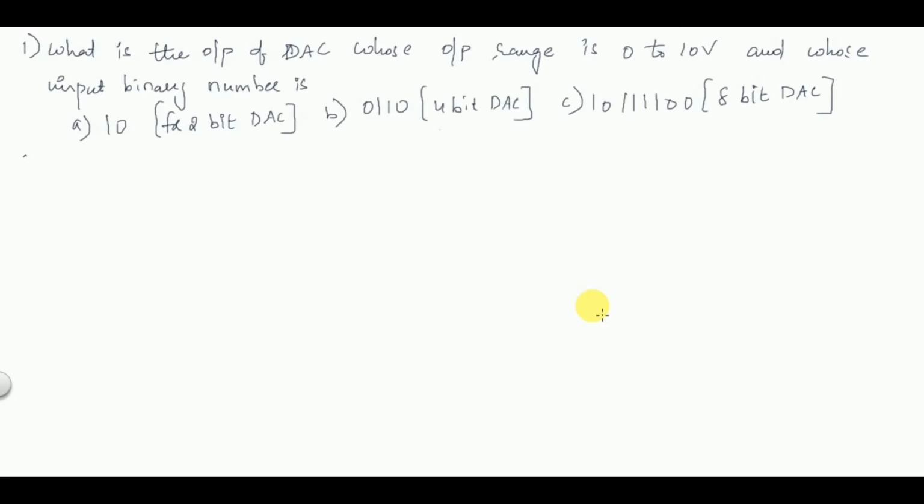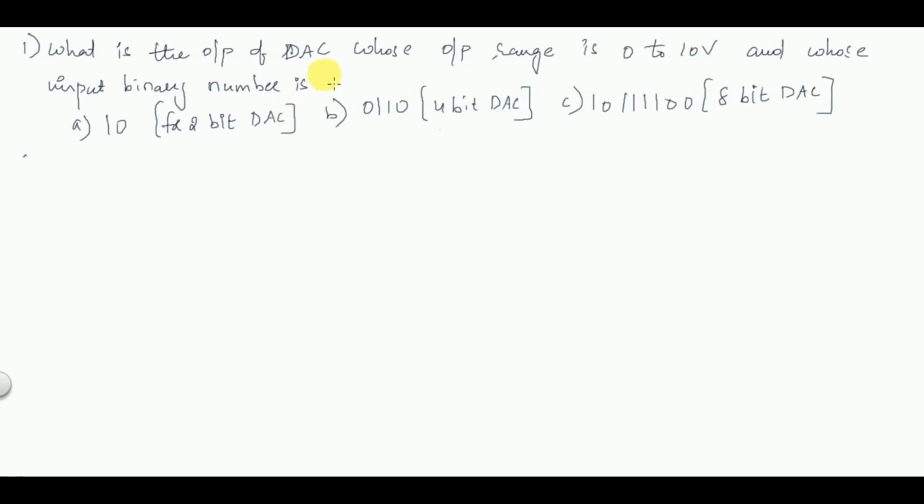So in this video we'll solve problems regarding ADC and DAC. Okay, so I have discussed all the formulas and some of the important terms in the previous video. If you have not seen that video, please see there and learn the formulas, and then you can solve the problems which I am discussing now in this video.